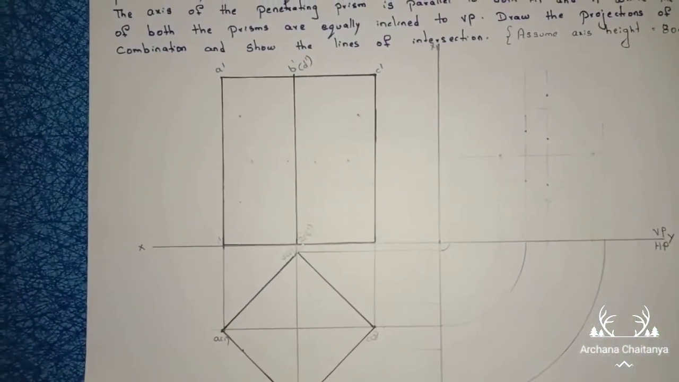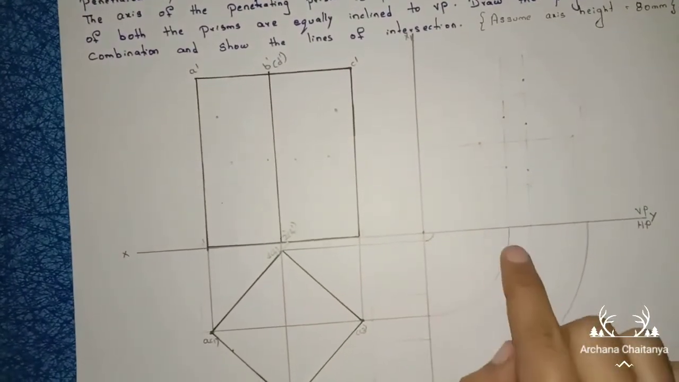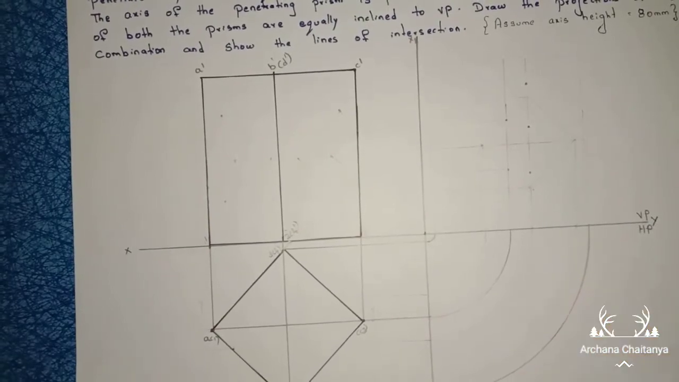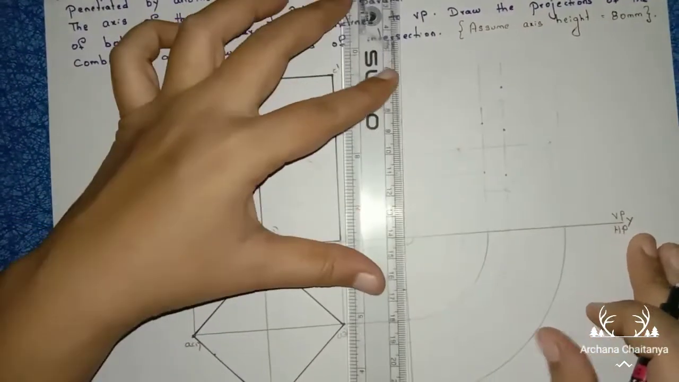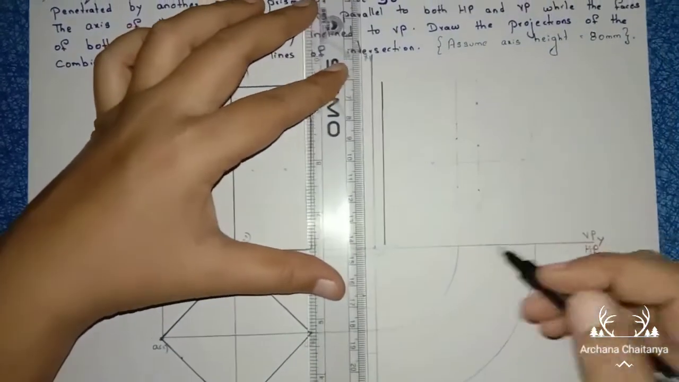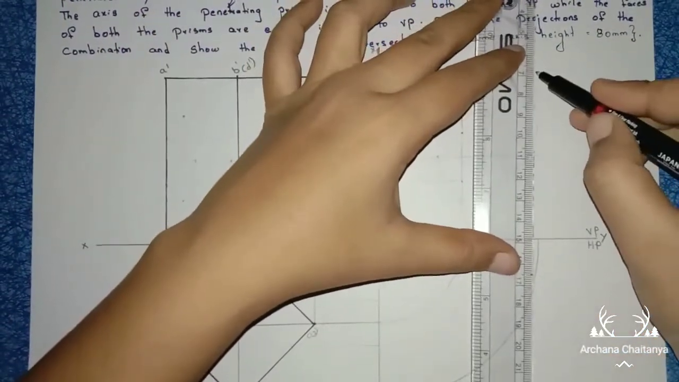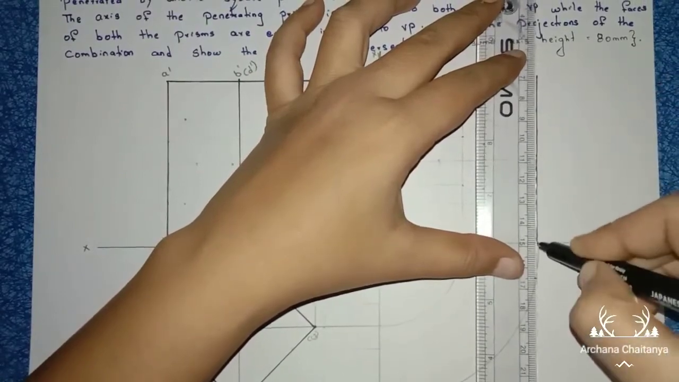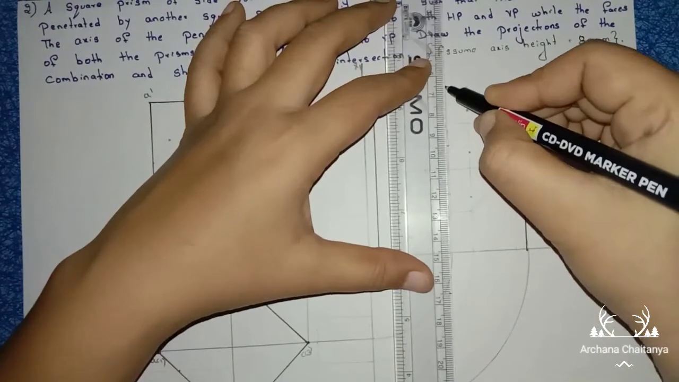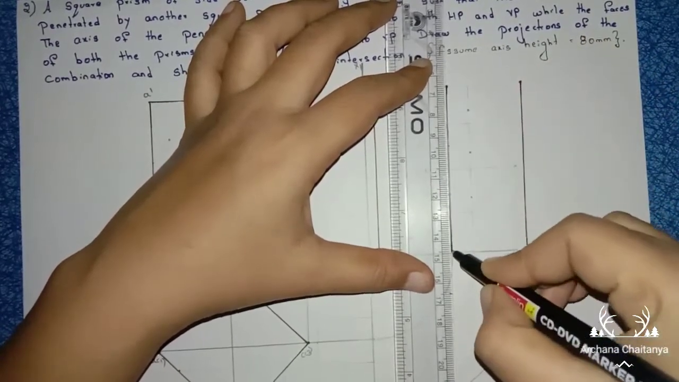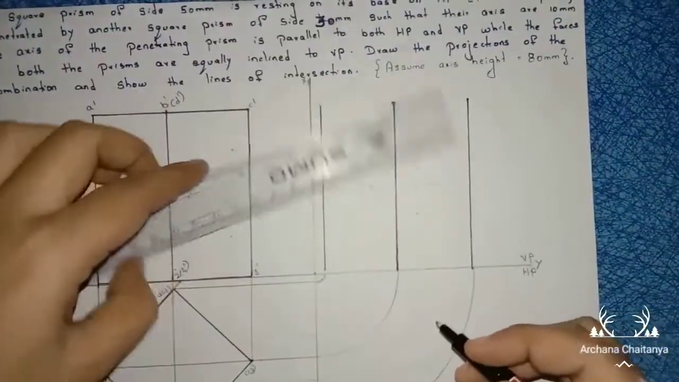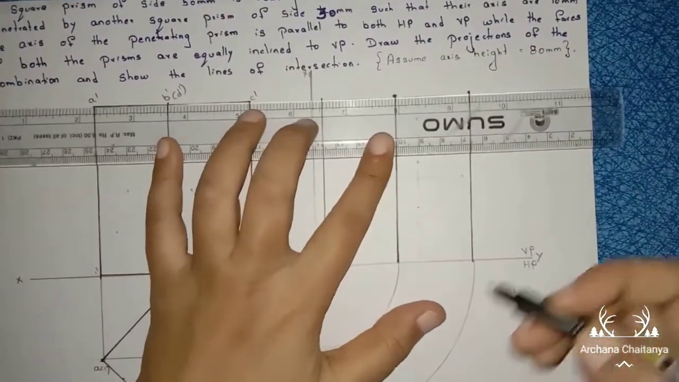Now from every point, from D of 4, from A of 1, C of 3, from B of 2, from every point take the axis height of 80 mm, and here also take the axis height of 80 mm. Now join this one.